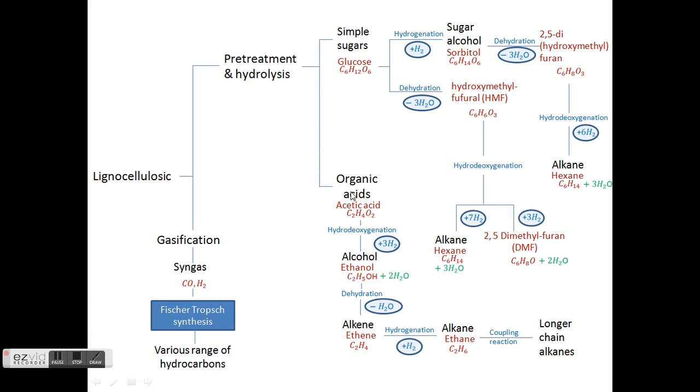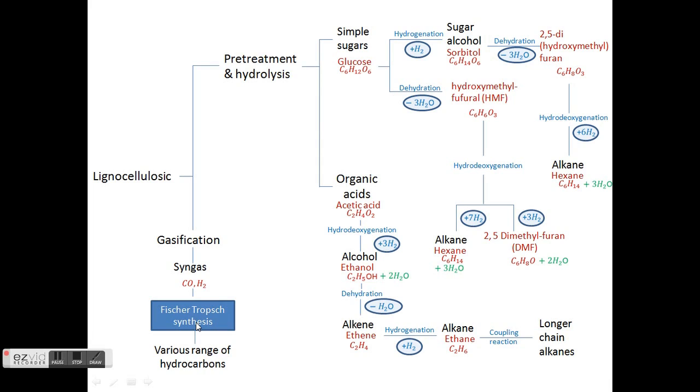Or during pretreatment, we can have organic acid produced through chemical pretreatment, and you can go through this route: the hydrogenation, get your alcohol, you dehydrate your alcohol, get an alkane, and you can couple to get longer chains. Now if we go through the gasification route, we'll produce syngas, and then we can go through Fischer-Tropsch synthesis, and we can have various ranges of hydrocarbons.